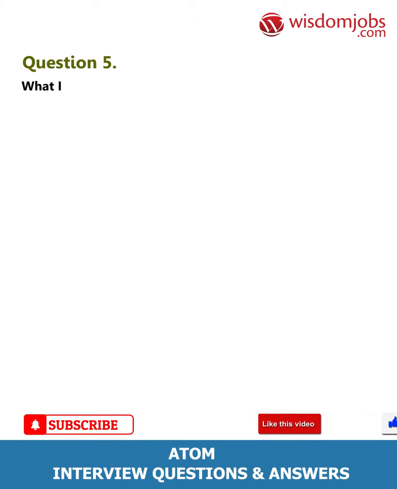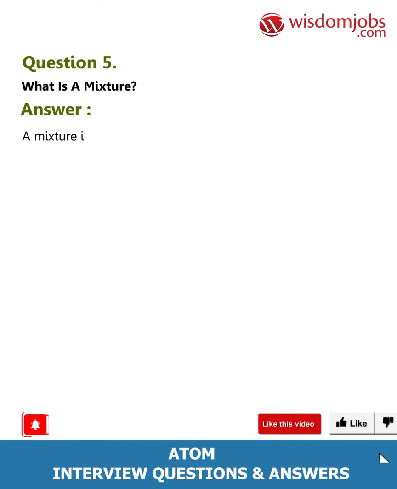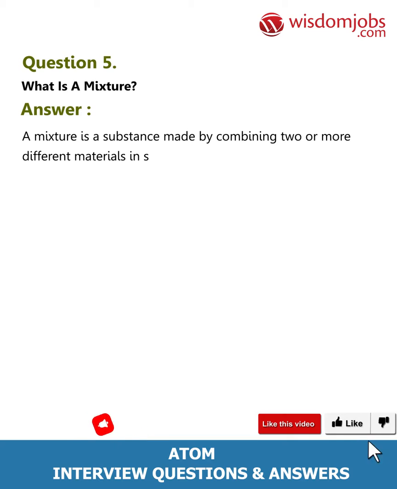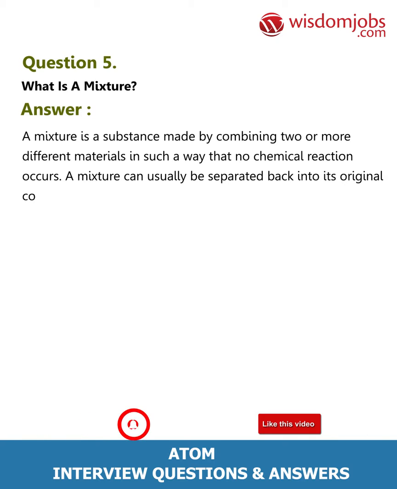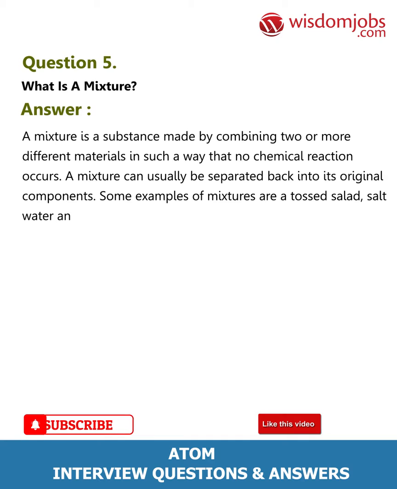Question 5. What is a mixture? Answer. A mixture is a substance made by combining 2 or more different materials in such a way that no chemical reaction occurs. A mixture can usually be separated back into its original components. Some examples of mixtures are a tossed salad, salt water and a mixed bag of M&M's candy.